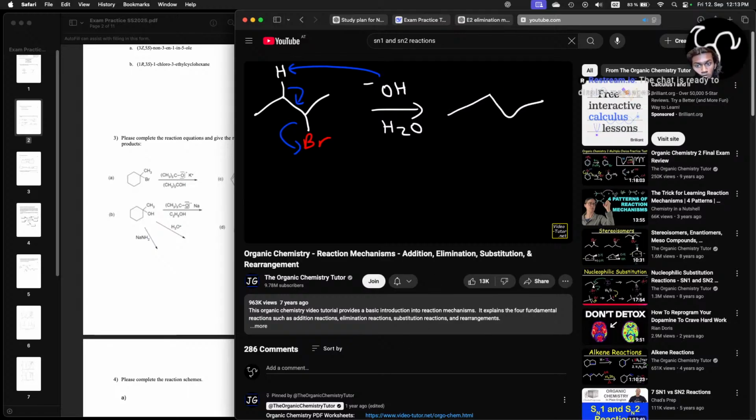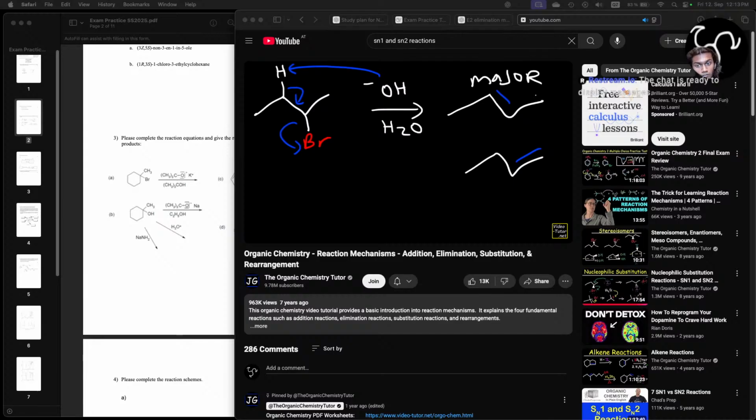Now, in addition to getting trans-butene, we can also get cis-butene. We could also form the double bond here. However, this is going to be the major product, also known as the Zaitsev product. This product is the minor product, which is called the Hofmann product. But overall, this is an elimination reaction because we're going from a single to a double bond, and we've eliminated the hydrogen and the bromine atom. So we've removed HBr from the equation. So this is called the E2 elimination reaction.